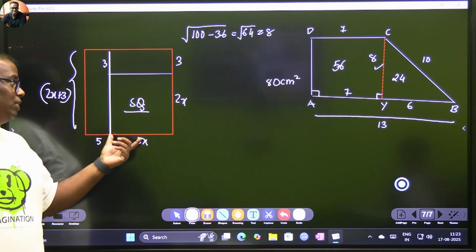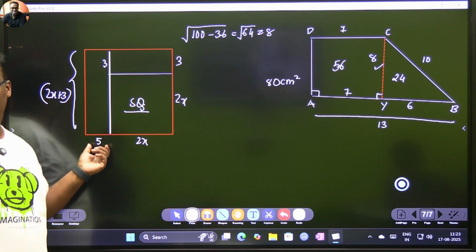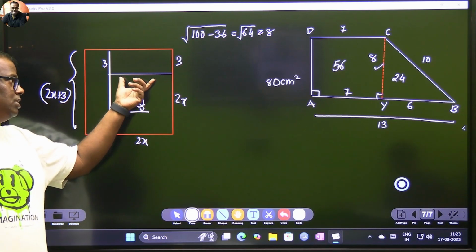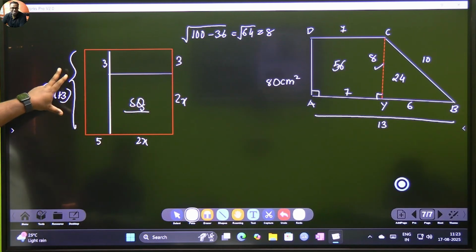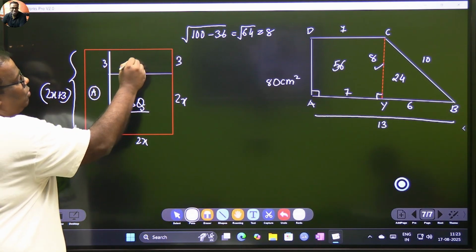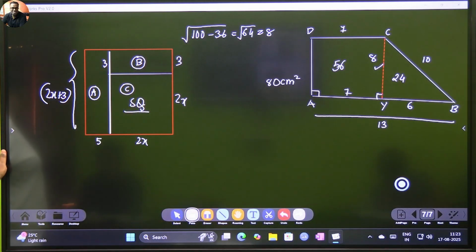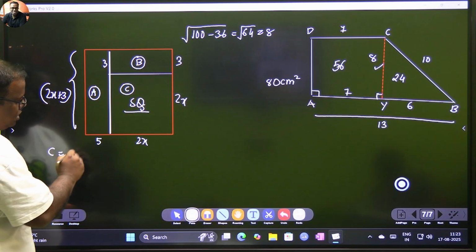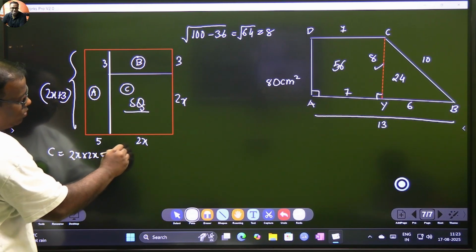First you get all measurements. This is 2x, this is 5, this is how much? The top one is also 2x, this is 2x and this is 3, so this is 2x plus 3. Now let us name our figures: Figure A, figure B and figure C. Whose area do you want to find first? C. C is a square, so C's area will be 2x multiplied by 2x, which is equal to 4x square.